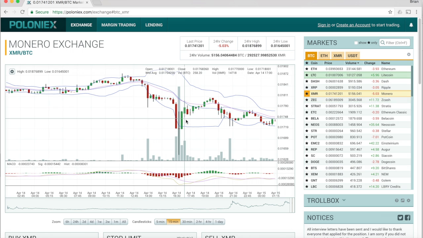On Poloniex, if the body is green, that means the closing price was higher than the opening price. The price increased over that time period. If the body is red, that means that the closing price was lower than the opening price, and the price decreased over that time period.